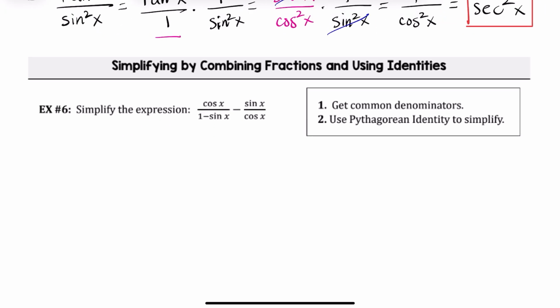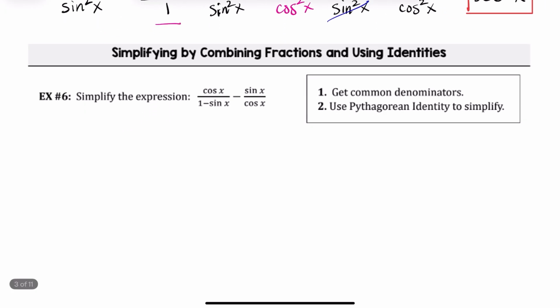All right, last example, we're going to look at simplifying by combining fractions and using identities. So we're going to simplify this expression here. Now we have two fractions, but they gave us some pointers. The first thing we want to do is try to get a common denominator. And later in the process, we're going to use a Pythagorean identity at some point. So first we need a common denominator in order to combine these fractions.